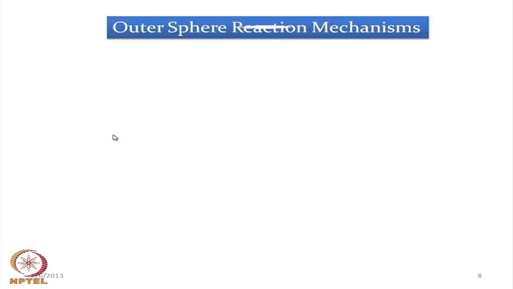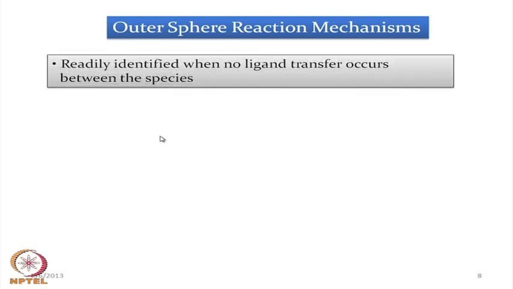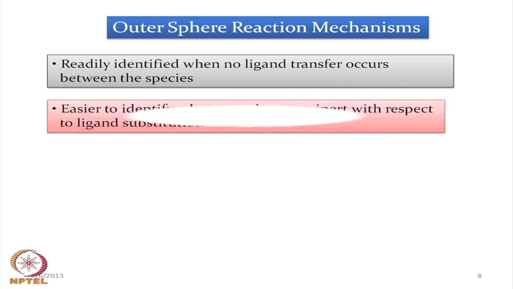So, we find that in the outer sphere reaction mechanism, electron exchange can take place between two separate and fully intact coordination spheres. It is readily identified when no ligand transfer occurs between these species. The bridging ligand is not involved in the transfer, and it is easier to identify when the complexes are inert with respect to ligand substitution.